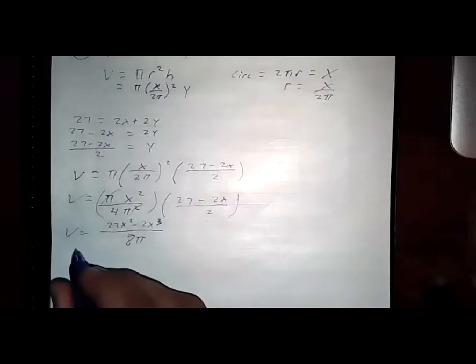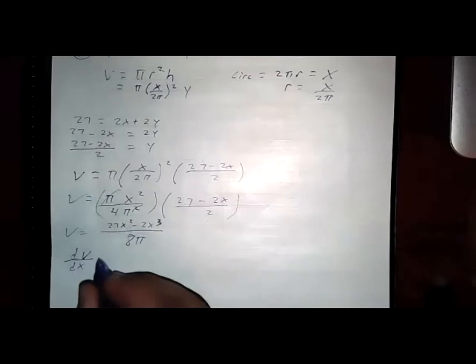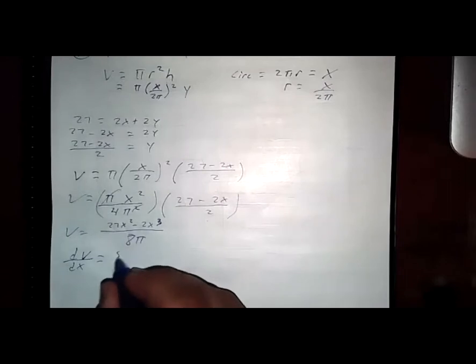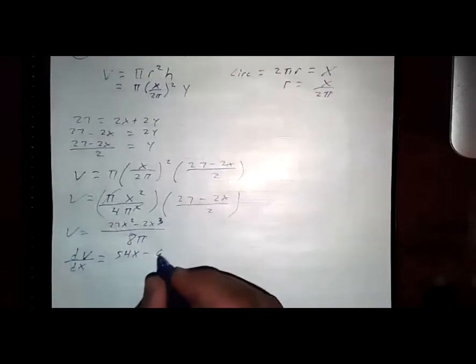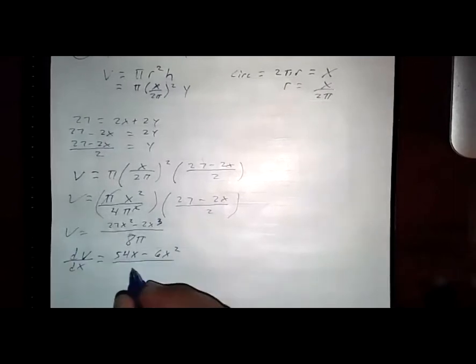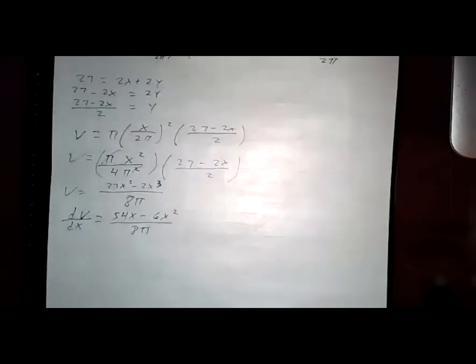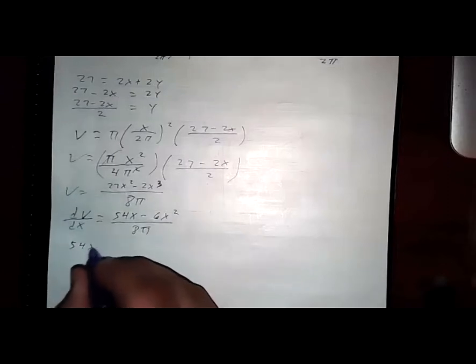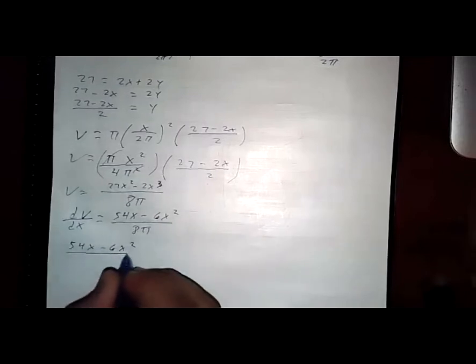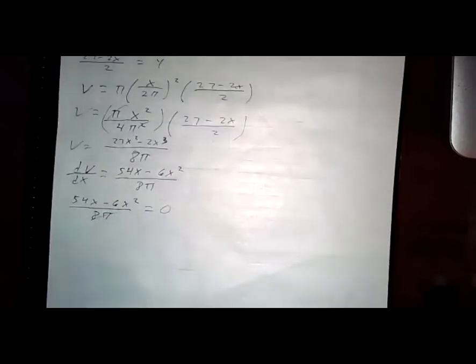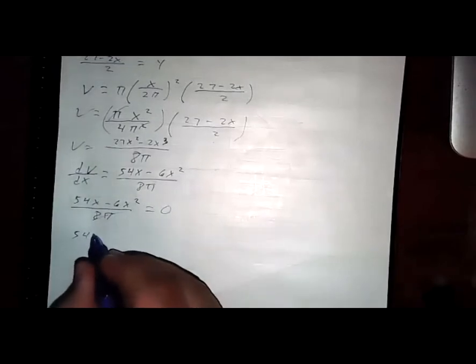So find dV/dx. That would be, what's 27 times 2? What's that, 54? Okay. You agree with the derivative? Mm-hmm. Set that equal to 0 to find the critical numbers. So (54x minus 6x squared) over 8 pi equals 0. The 8 pi won't matter because I can cancel it by multiplying both sides by 8 pi. So now I just need to solve for this.